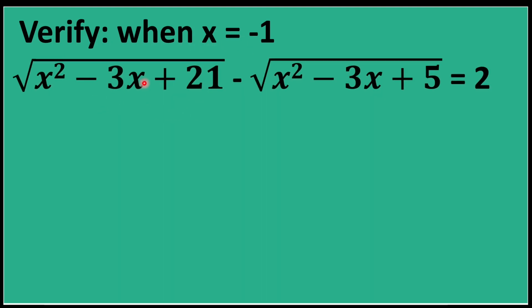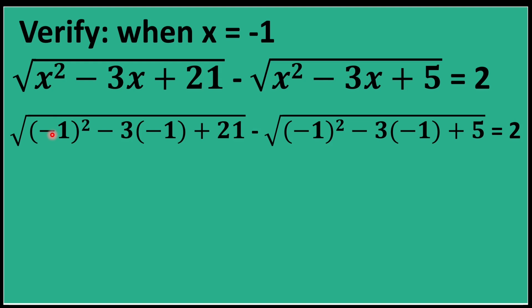So now we will put x equal to minus 1 in our original equation. This was our given equation. Now we will put x equal to minus 1 in this equation. So let's put this minus 1. So it will become minus 1 squared minus 3 into minus 1 plus 21, and this will become minus 1 squared minus 3 into minus 1 plus 5, which is equal to 2. Minus 1 squared equals 1, and minus multiplied with minus will become plus. So overall this will become plus 3 and plus 21.